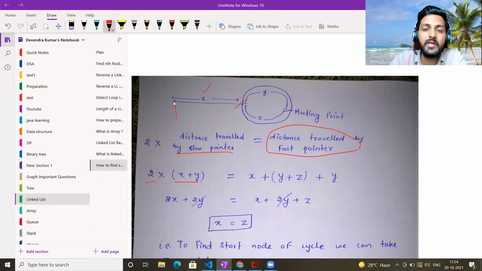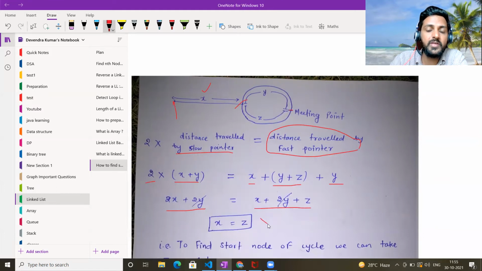Slow pointer will travel x plus y just to reach the meeting point. And fast pointer will move x plus y plus z plus y because it will make one complete cycle round. Then it will reach the meeting point, let's say. So distance traveled by fast pointer will be x plus y plus z plus y. All right. So here we can say 2x plus 2y equals x plus 2y plus z.